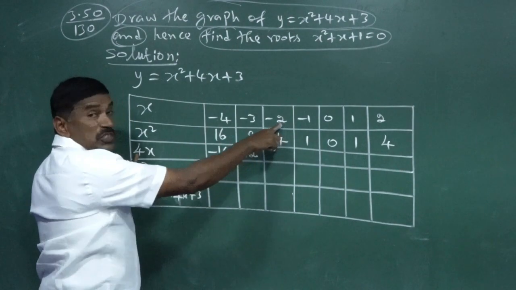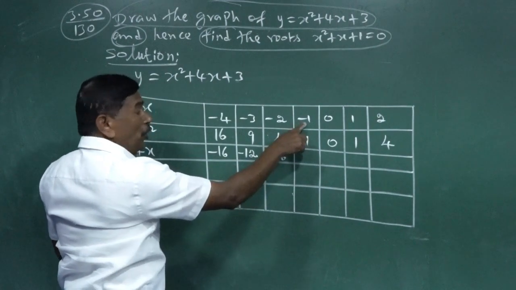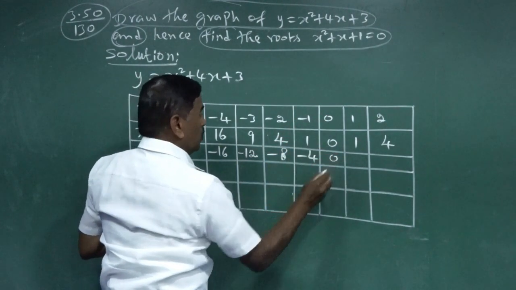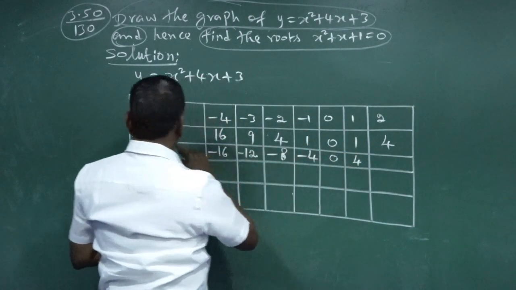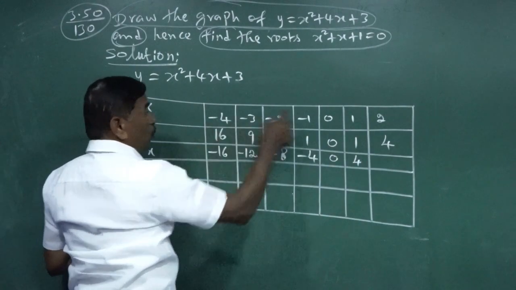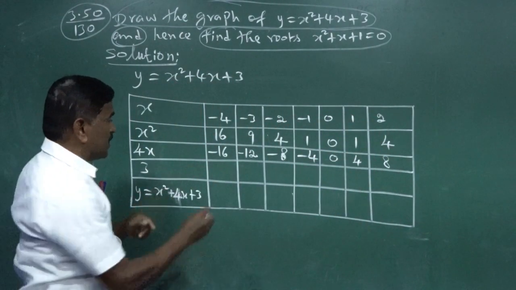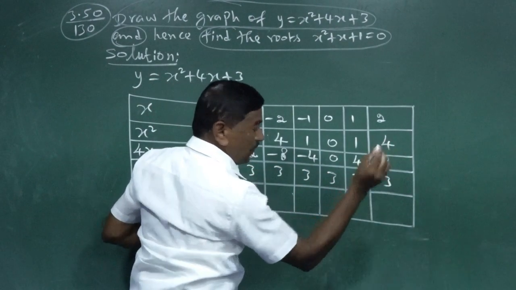Next, 4 twos are 8, minus 8. 4 into -1, minus 4. 4 into 0, 0. 4 into 1 equal to 4. Next, 4 twos are 8. Next, 3. 3 is fixed.